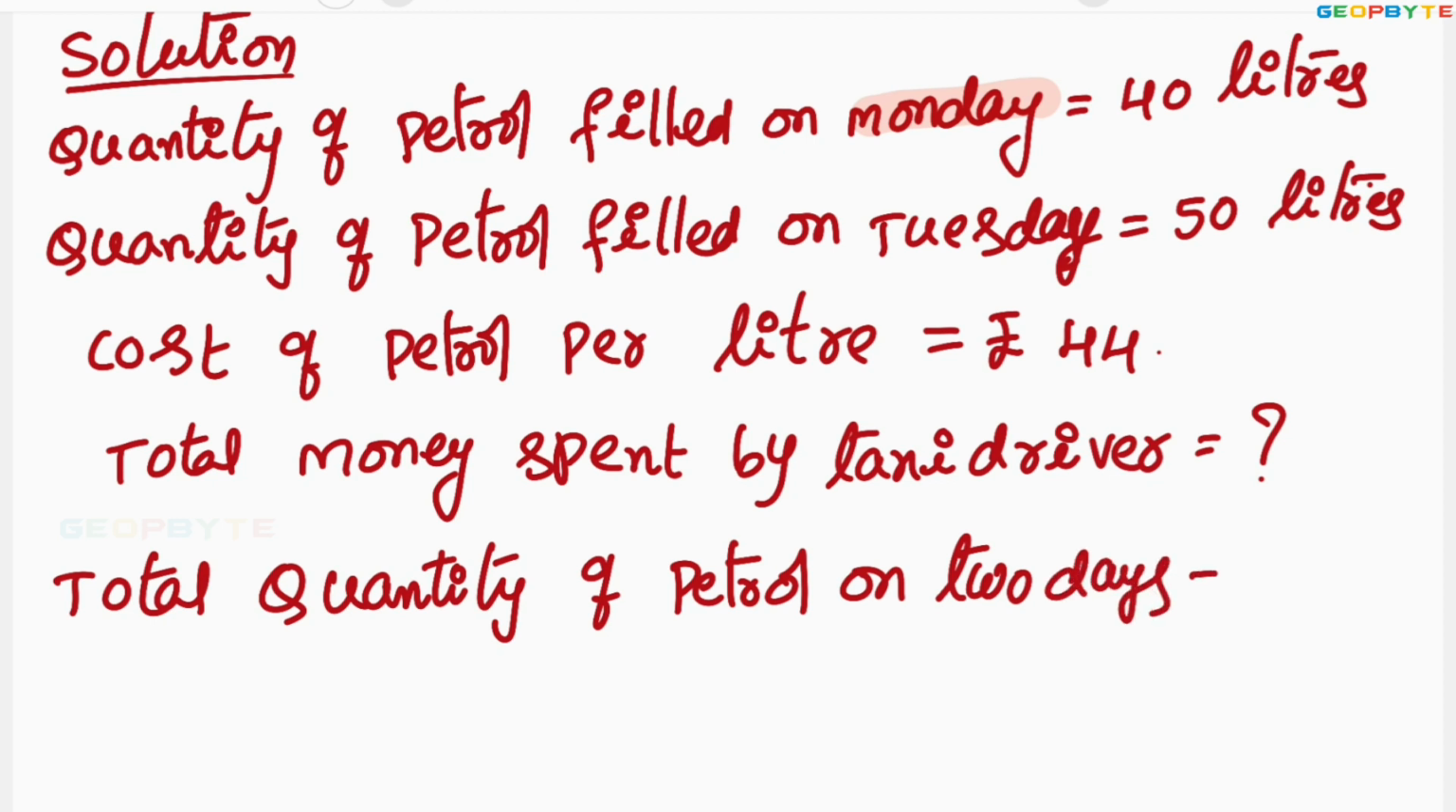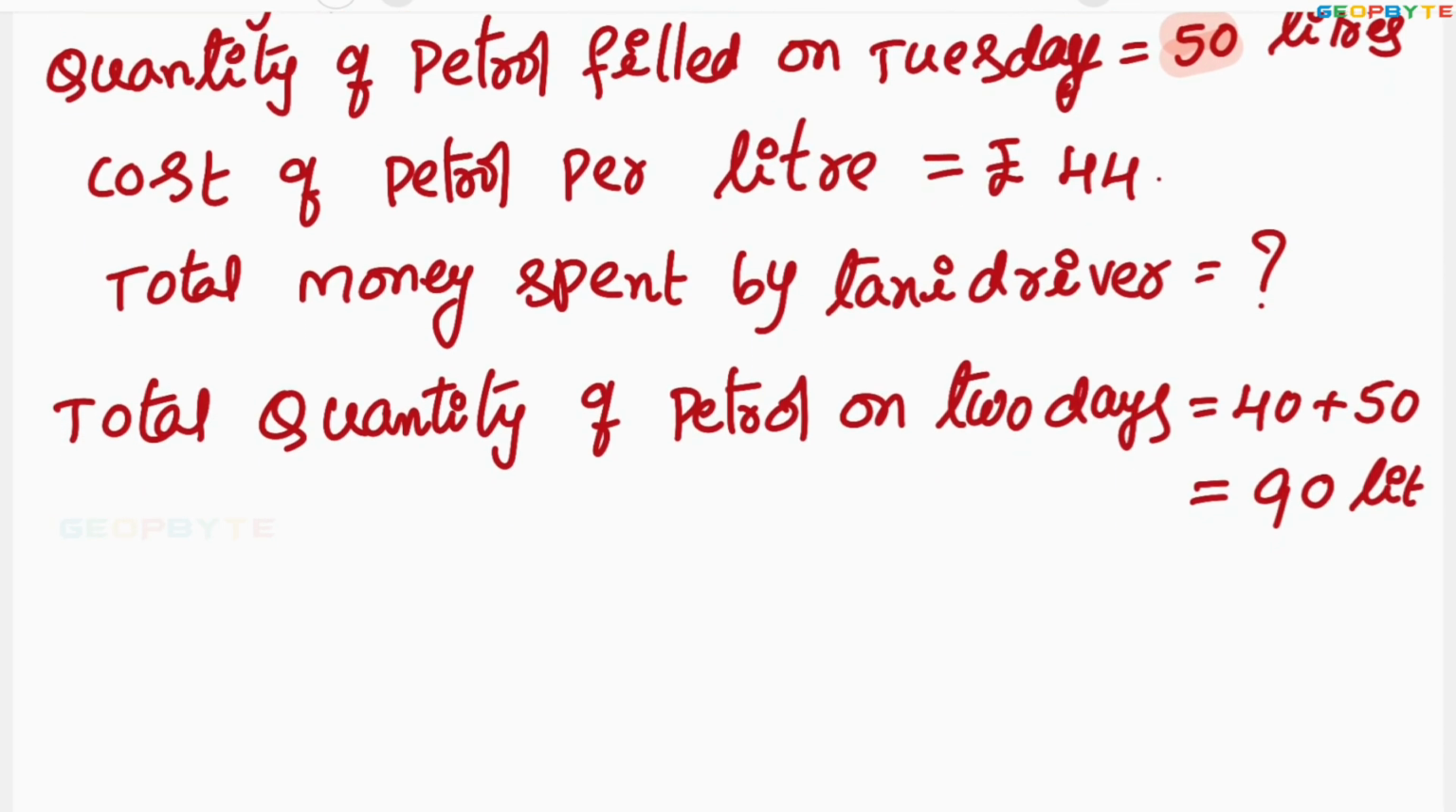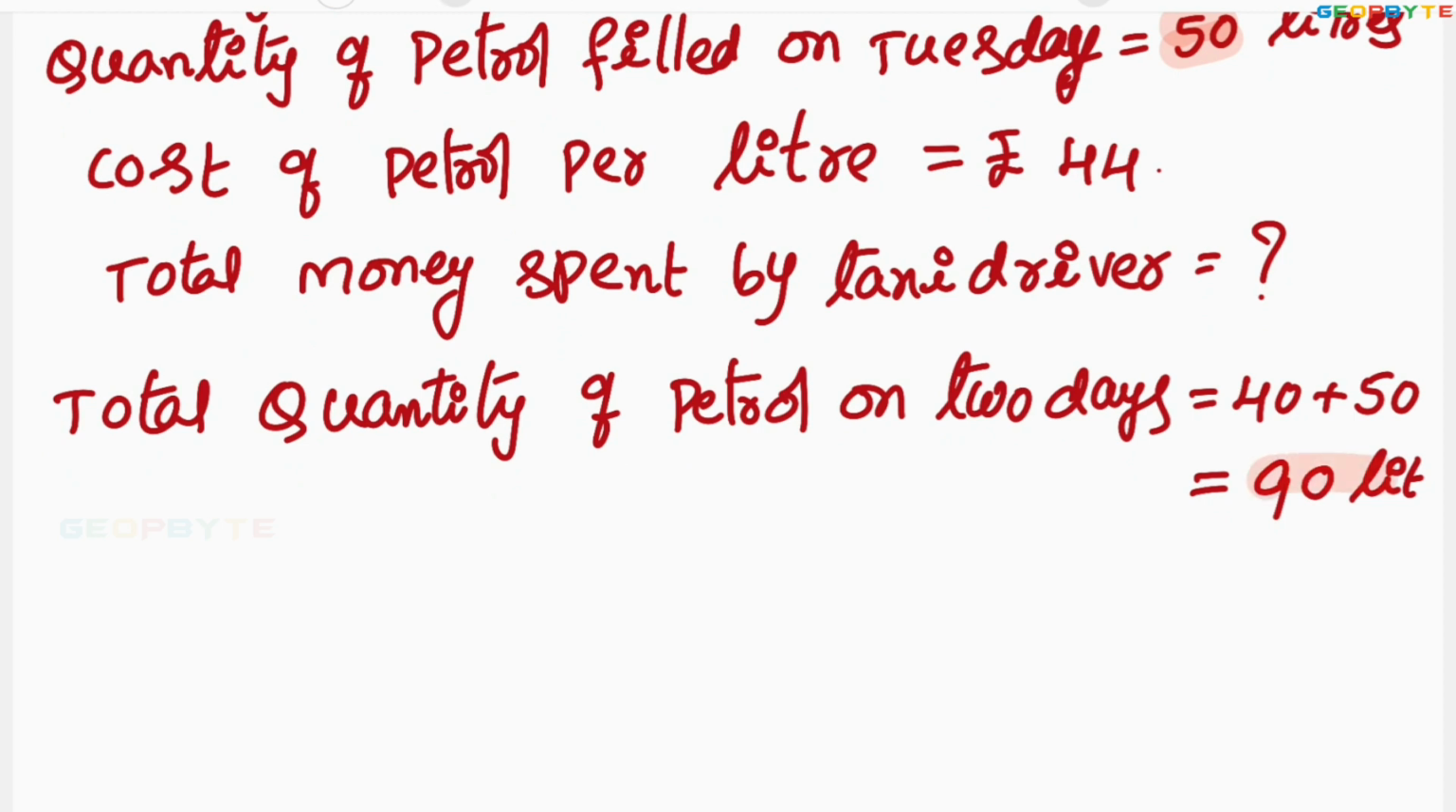2 days means Monday plus Tuesday. Monday it is 40 liters. Tuesday 50 liters. So 40 plus 50 is equal to 90 liters. Total amount of petrol used is 90 liters. But what is the cost of petrol of 1 liter? 44 rupees. 1 liter cost is 44 rupees. But he has taken 90 liters of petrol.